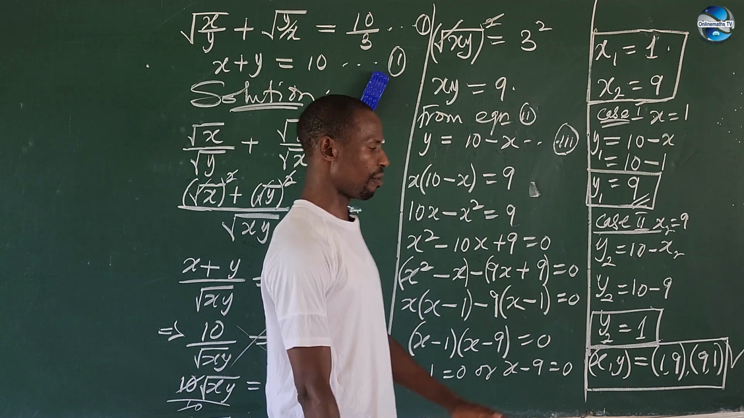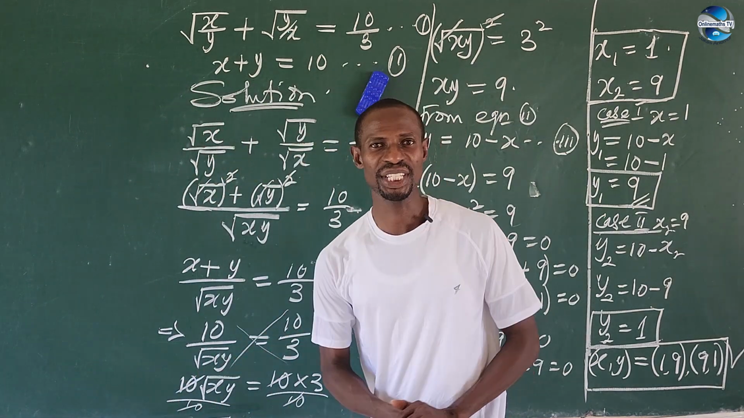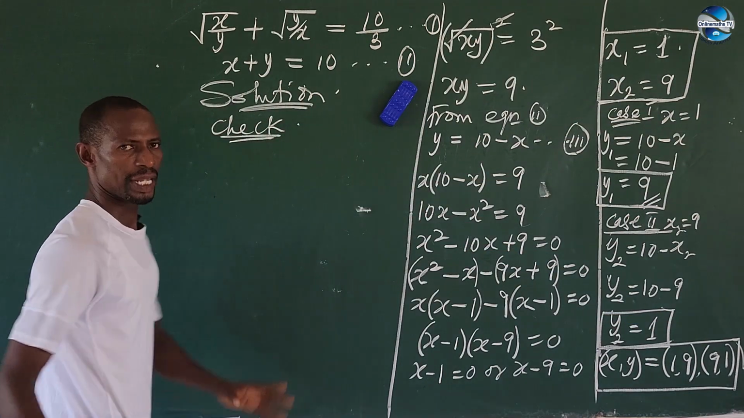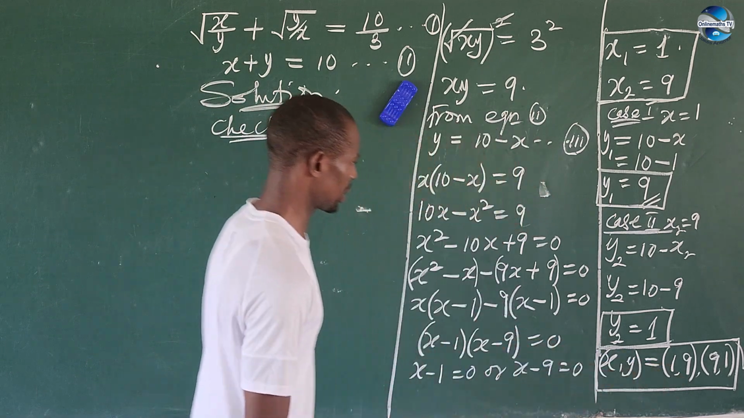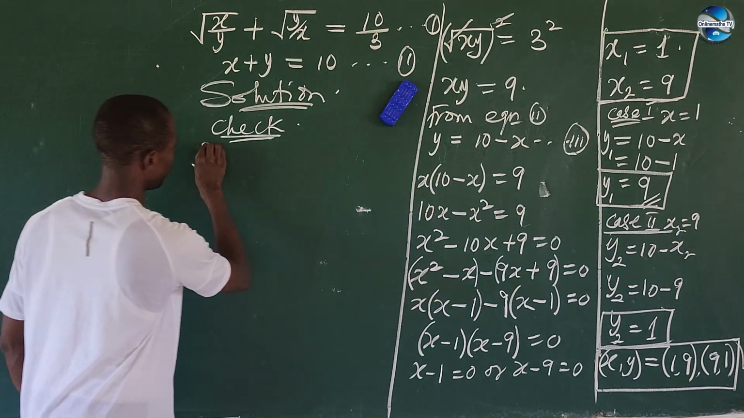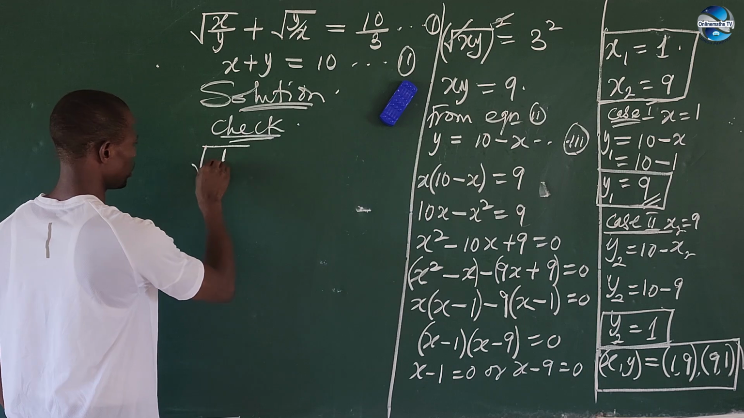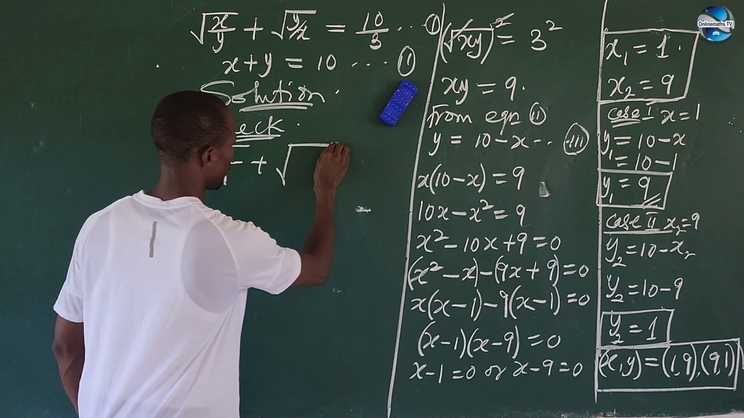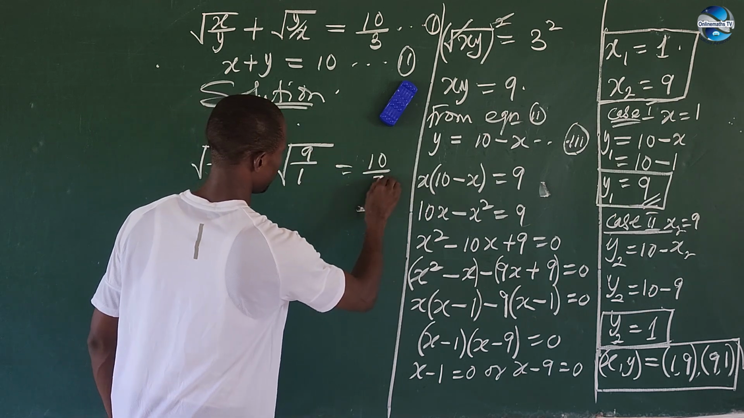But can we do a check for these roots to see if they will satisfy the original equation? Yeah, let's do a simple check. Check. So let's take a simple check to the first root here, the first pair. So what we do here now, let's take our equation. So we have the first equation, the square root of what is our x? Our x is 1, all over, then our y is 9. Then plus, what is our y here? Our y is 9 all over 1, equal to 10 all over 3.